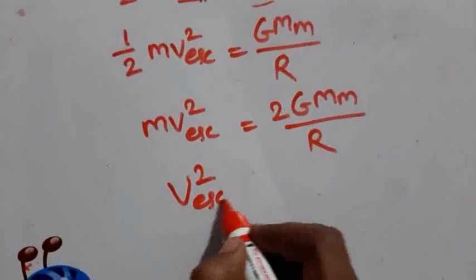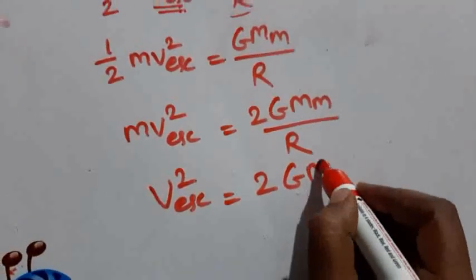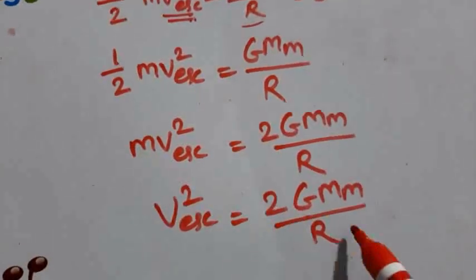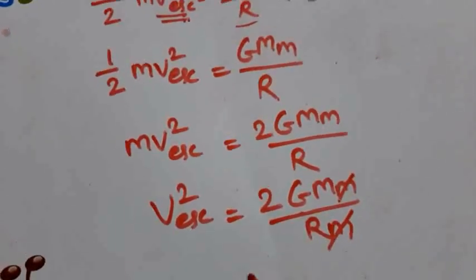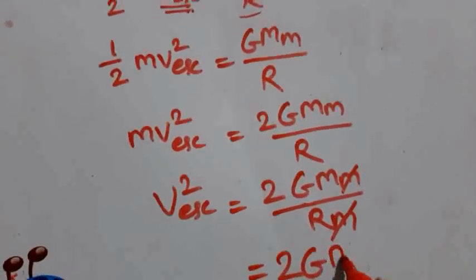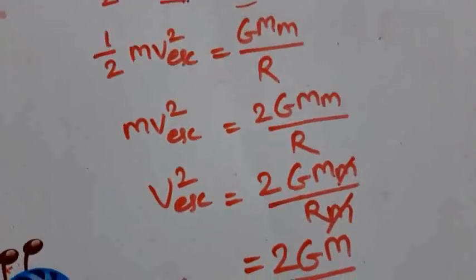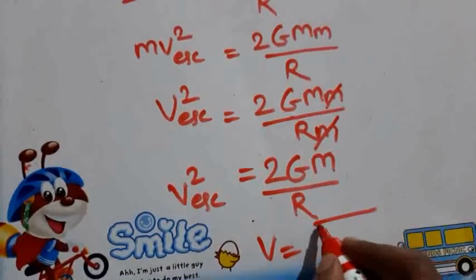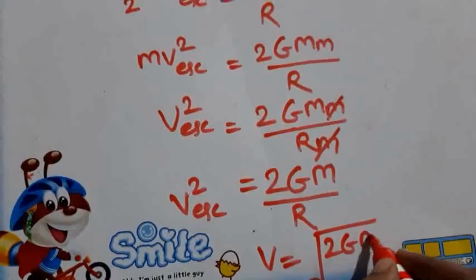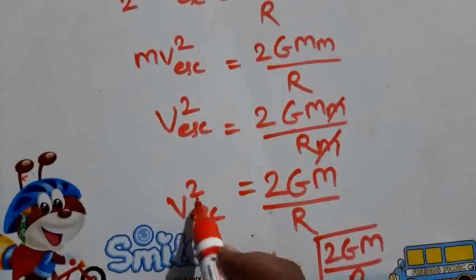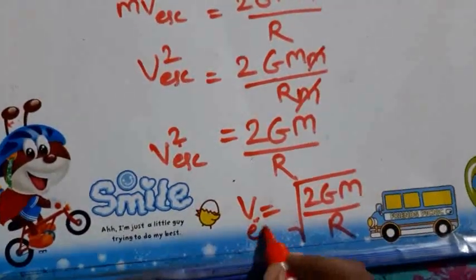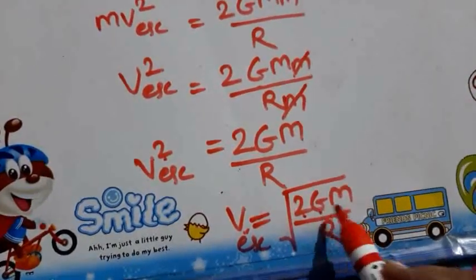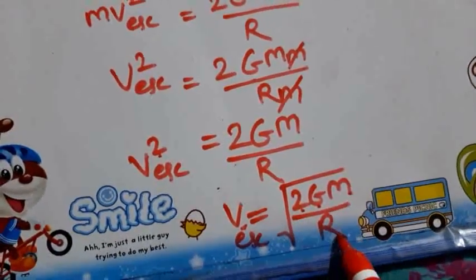V square is equal to 2GMm whole divided by r. Here m was in the numerator, it will go in the denominator and get cancelled. So the remaining term is just 2GM divided by r is equal to v square escape. But v will be under root of 2GM divided by r. As it is a square, we have to take the square root. So the value of V escape will be equal to under root 2 times gravitational constant into mass of earth divided by radius of earth.